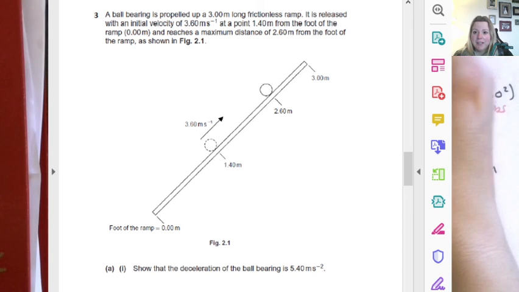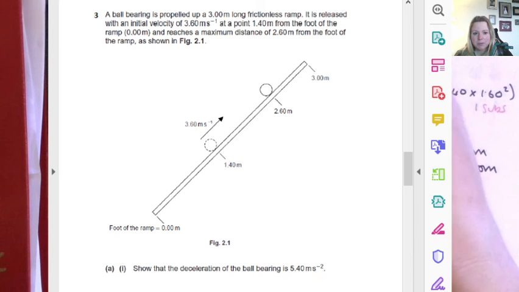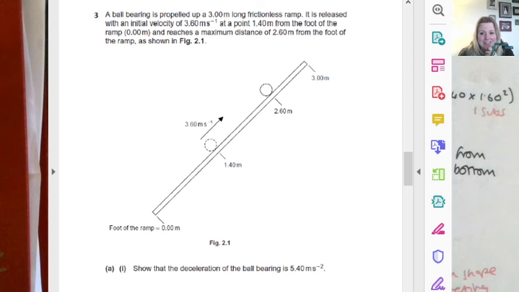Okay. Right, anyway, a ball bearing is propelled up a 3 meter long frictionless ramp. It's released with an initial velocity of 3.6, and you can see all that on the wee diagram there. At a point 1.4 meters from the foot of the ramp, and it tells you the foot of the ramp is 0.00 meters. It reaches a maximum distance of 2.6 meters from the foot of the ramp here. Part 1, show that the deceleration of the ball bearing is 5.4 meters per second squared.